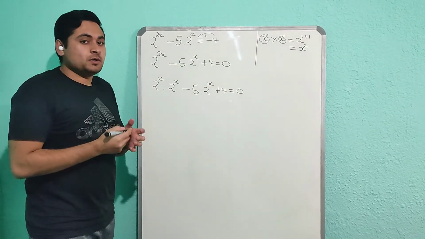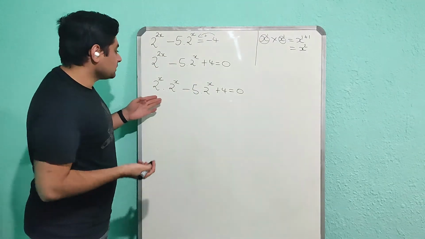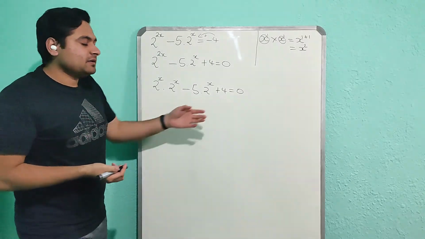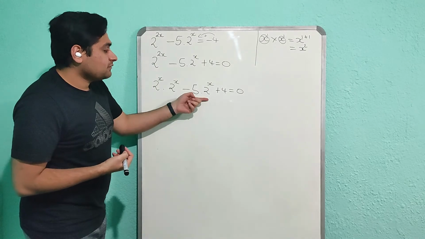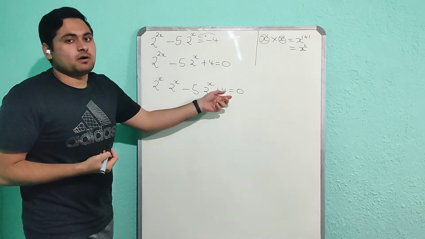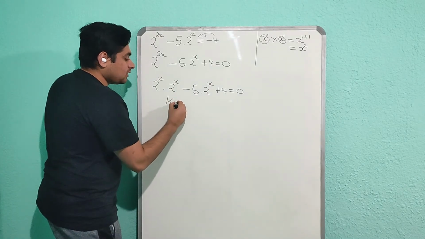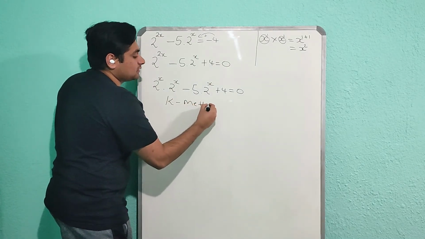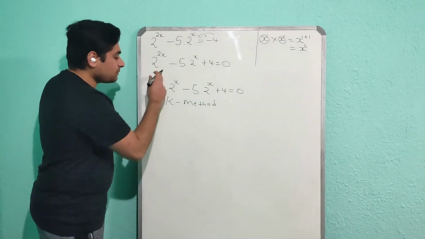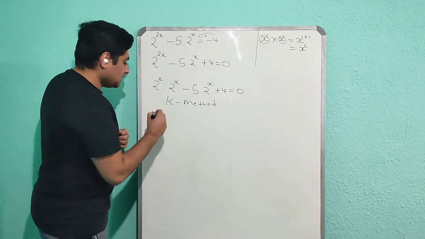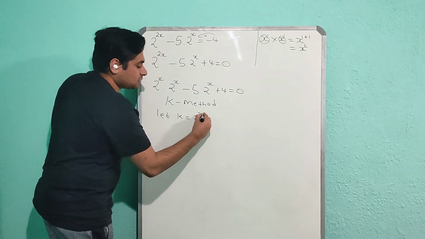Now from here, what do we do? As you can see, we cannot do anything, right? Because we don't have any common power. If you try to pull out 2 to the power x, you can see we have 2 to the power x here, we have 2 to the power x here, but here we have no 2 to the power x. So what do we use? In this case, we'll be using something called the K method. So what is the K method? Now we'll be selecting 2 to the power x as our K. So we'll say let K be equal to 2 to the power x.